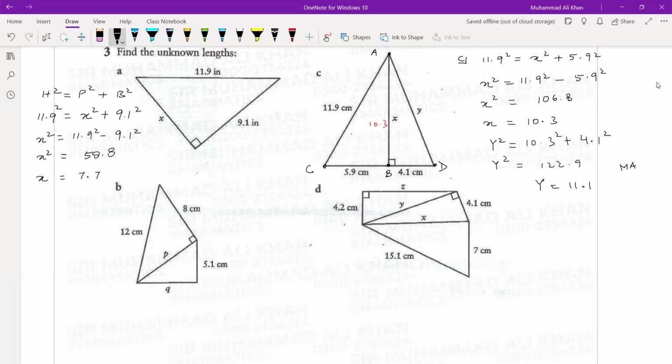Are you clear? Any confusion? So we break this diagram into two right angle triangles, right? Start working and complete all the parts.